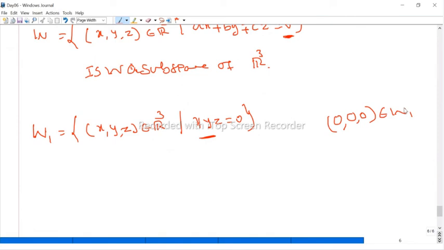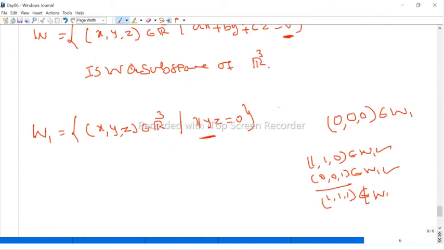Yes, it is there. That is not enough. Then if you take any two elements, the sum should be in the set. So suppose I am taking (1, 1, 0). Clearly this is an element in W1 because if you take the product, you will get 0. Suppose I am taking (0, 0, 1). This is also an element of W1 because the product is also 0. Now I am adding these. What you will get? (1, 1, 1). But what is the product? We get 1, so it does not satisfy the property. Therefore, this element is there, this also is there, but the sum is not there. Therefore, this is not a subspace of R3.